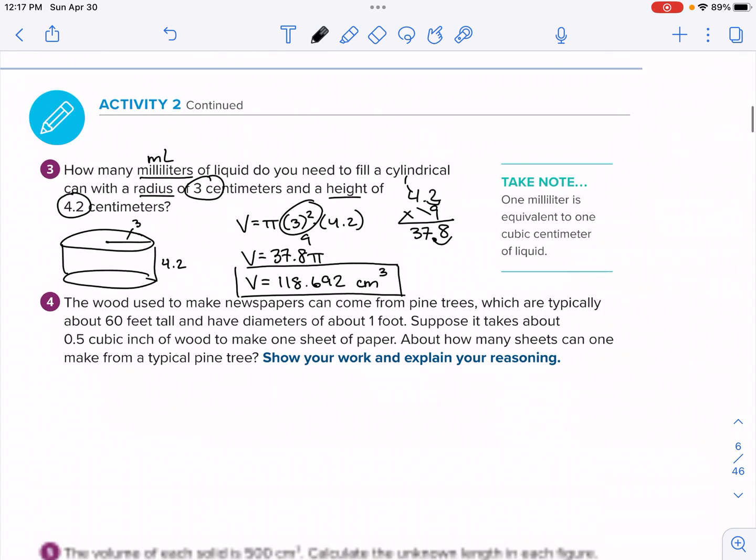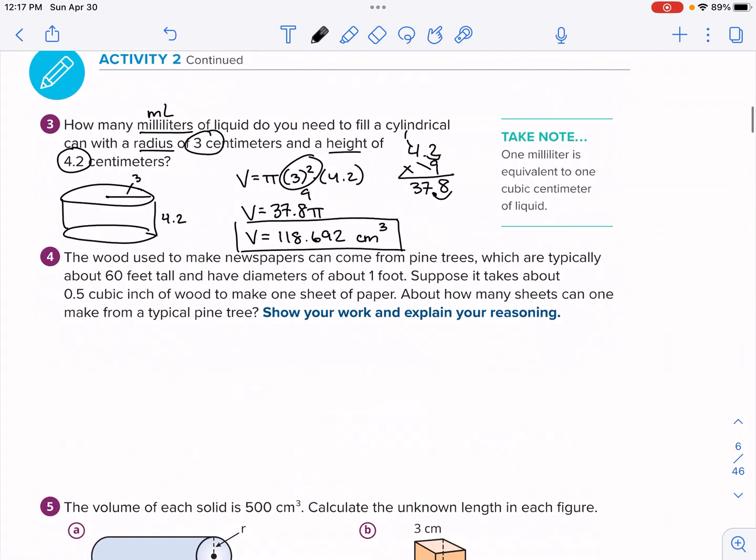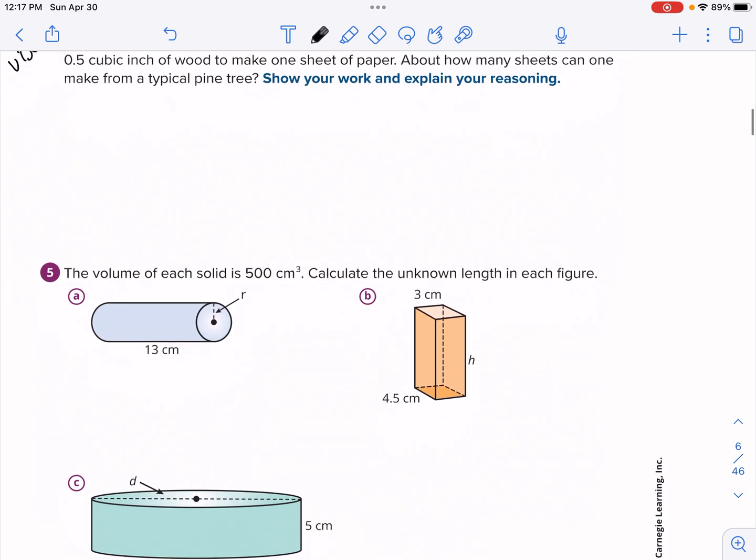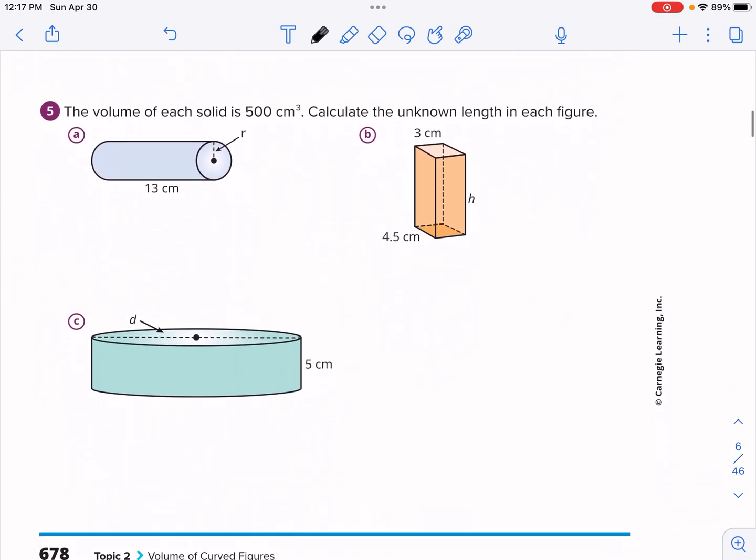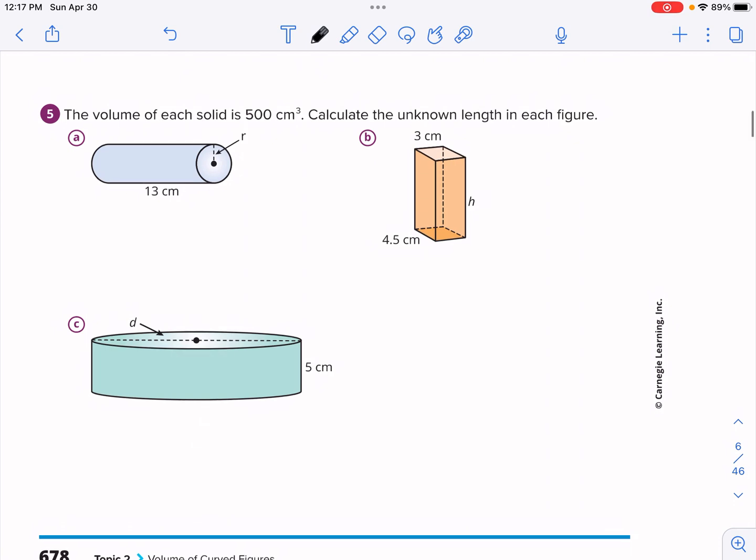Okay, I'll leave the next one for you. This will be a you do. And we'll work with these objects here. Some examples here. This is where we're trying to find a dimension that we don't know given the volume. So we're saying that the volume of each of these solids, they all hold 500 cubic centimeters. So all of these objects hold the same amount. They take up the same amount of space.